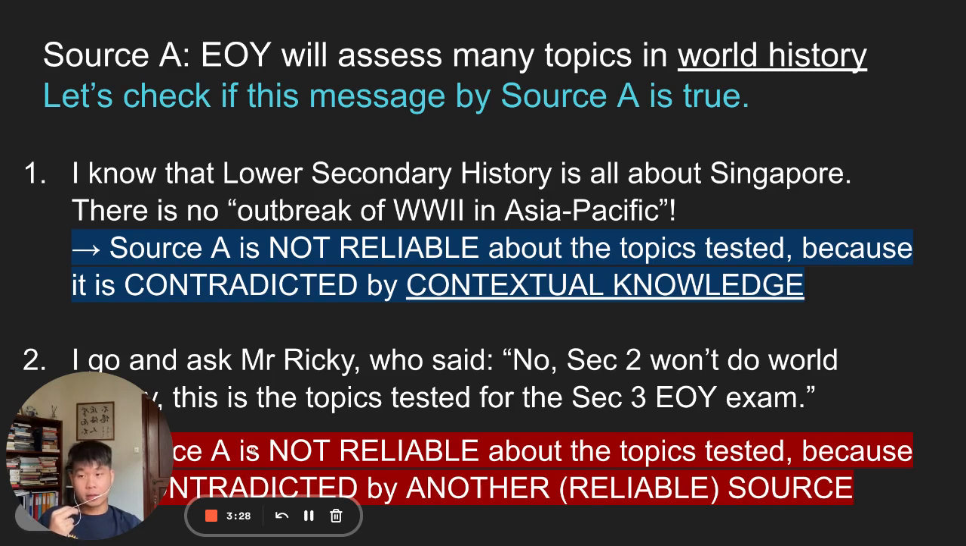For the second technique, where you go and ask Mr. Ricky, you have used another source to test the claims made by source A. In this case, this other reliable source has contradicted source A, and therefore you conclude that source A is not reliable. These, in a nutshell, are the two techniques that I will teach you today to test the reliability of a source.